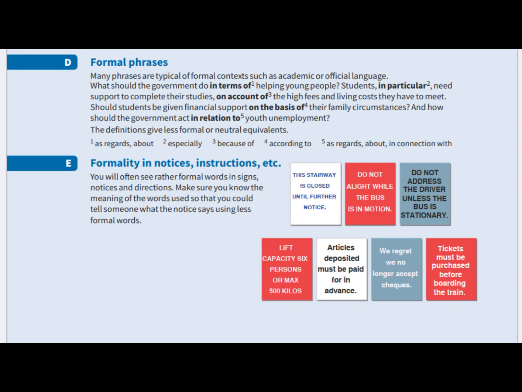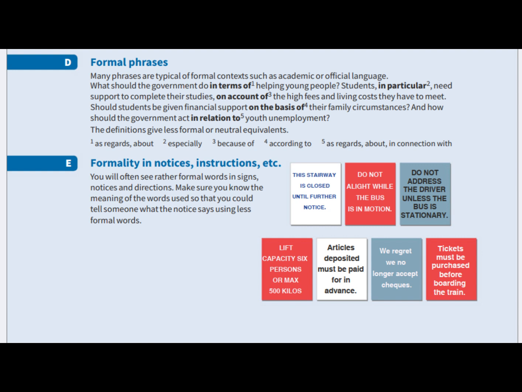D. Formal phrases. Many fixed phrases are particularly common in formal writing, official communication, and academic discussion. The expression in terms of means as regards or concerning a particular subject. What should the government do in terms of helping young people? The phrase in particular means especially. Students, in particular, need support to complete their studies. The expression on account of means because of. They need support on account of the high fees and living costs they have to meet.